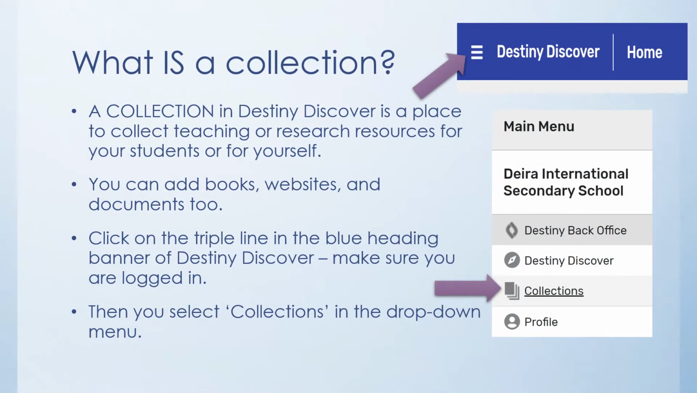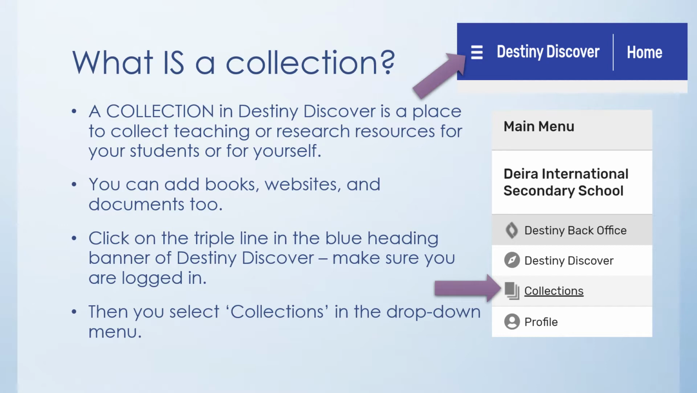First of all, we need to find out what is a collection. If you have a look again at the three lines next to Destiny Discover in the top blue bar, you will be able to find where collections are, and you can add books and documents, websites. You can add a whole lot of resources. If you are a student, that's where you can collate everything. If you're doing research for a specific essay, extended essay, research question, an online project or any project, you can collate all your resources and create your own collection.